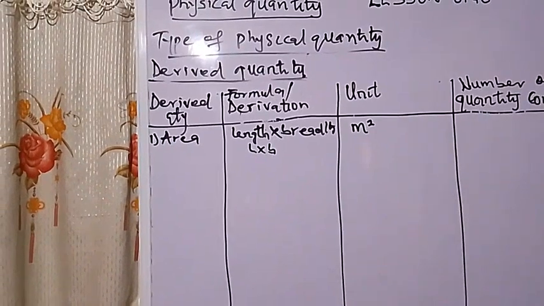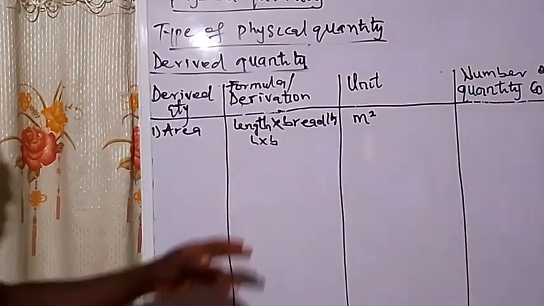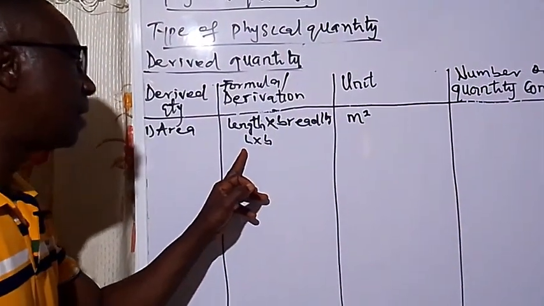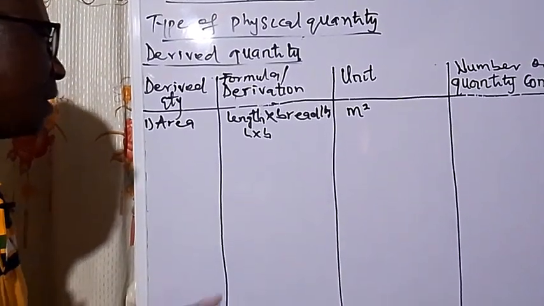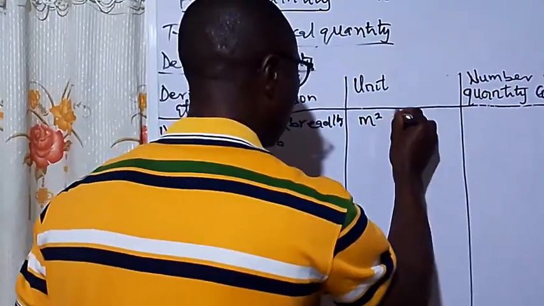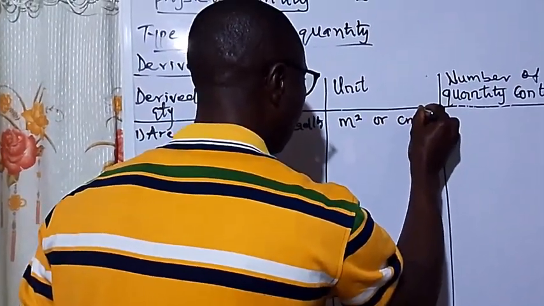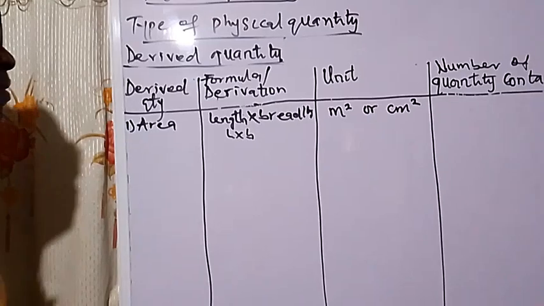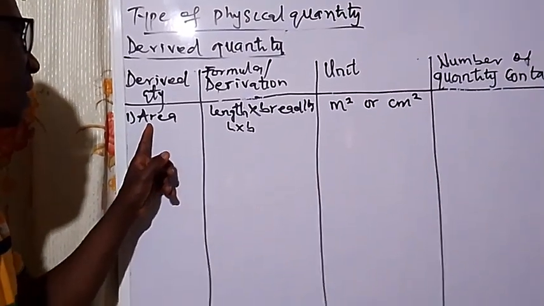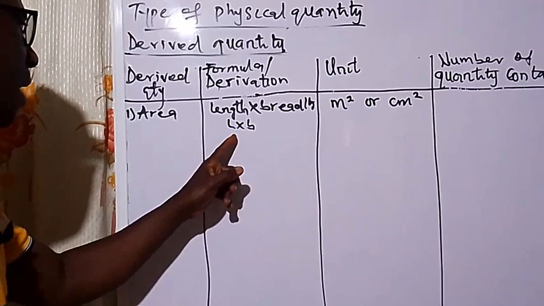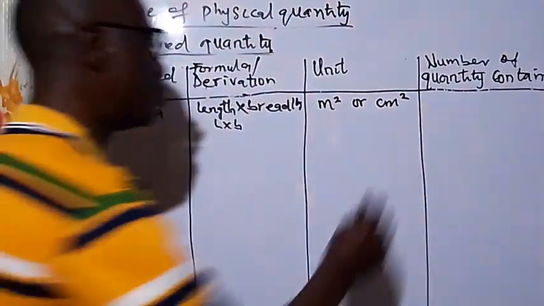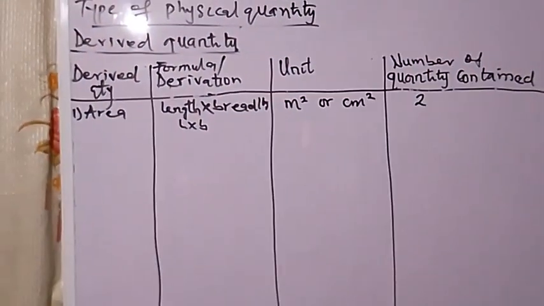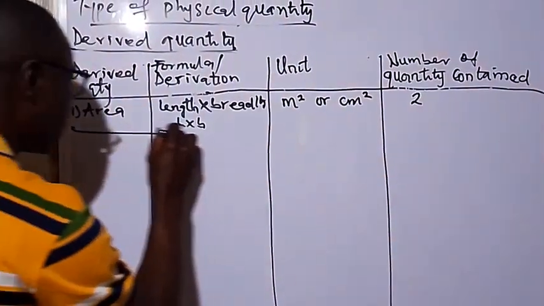And don't forget, as I told you the other time under fundamental quantity, the unit of length can also be centimeter. Then it can also be written as centimeter square. Now, the number of quantities that area contains, let's count it from here: 1, 2. It will be 2 quantities.